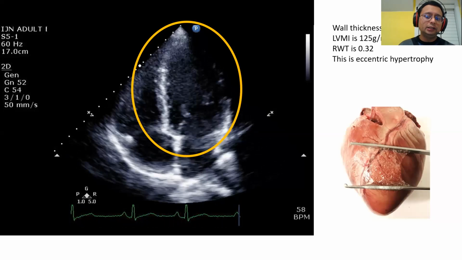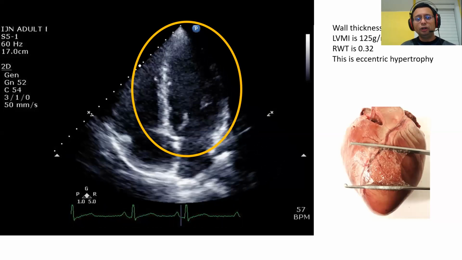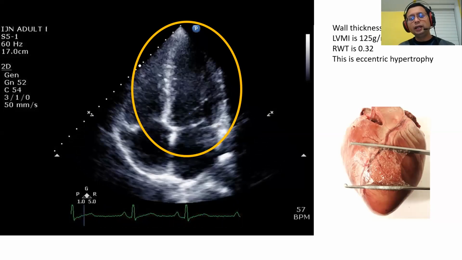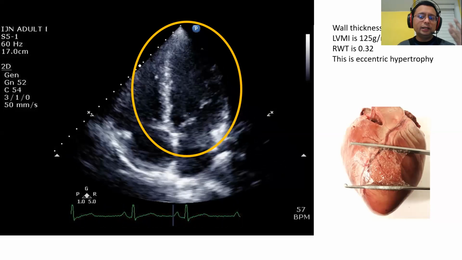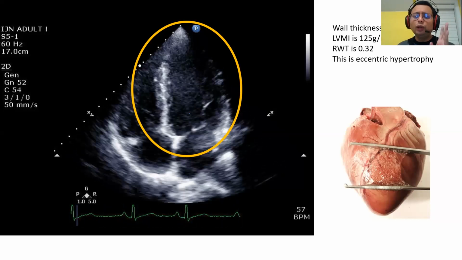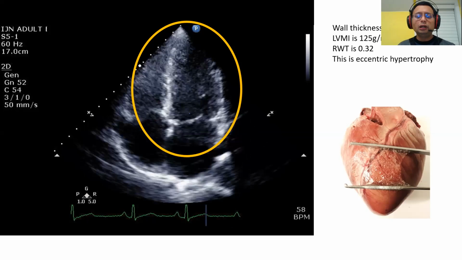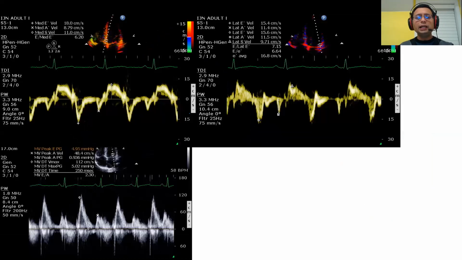Now the question is, does the patient have diastolic dysfunction or not? Look at the left ventricle. Does it fulfill the 3 criteria that I told you? You can see that it doesn't. Therefore, you cannot go to algorithm 2. If you go to algorithm 2, you will go wrong. Okay. Now let's look at the parameters and we decide.